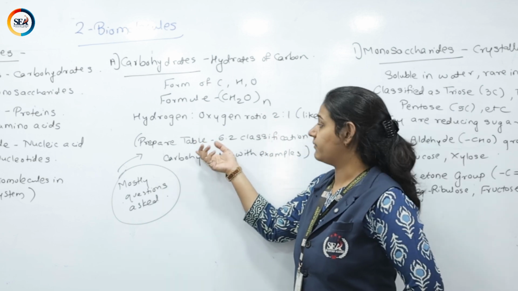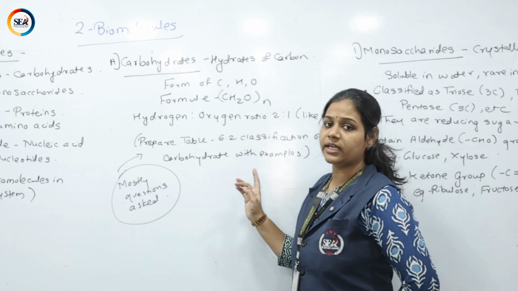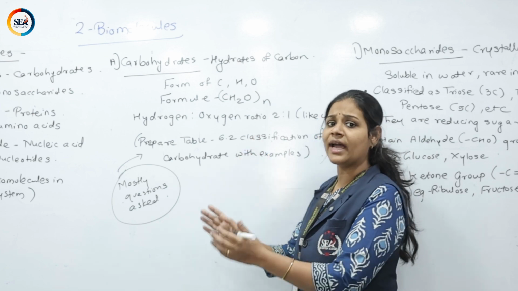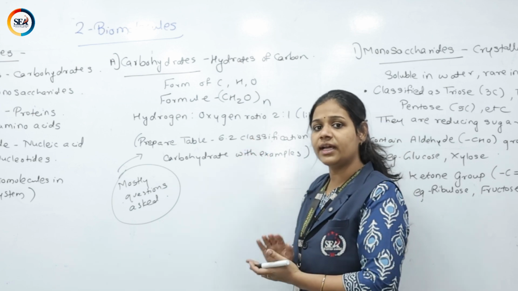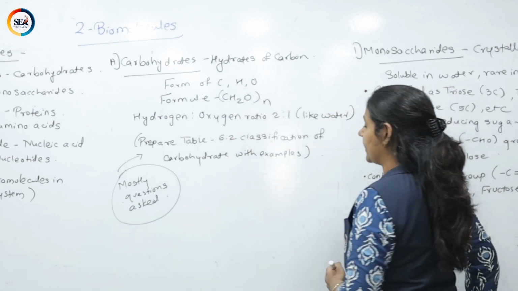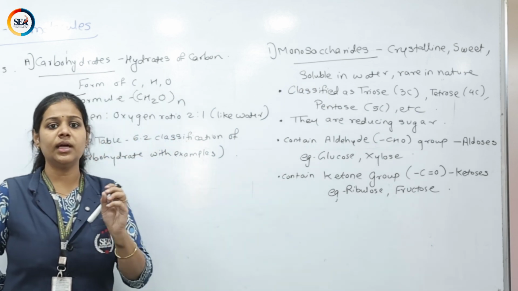Here the table which is given, 6.2, classification of carbohydrate with example. Mostly questions are asked from that table where they have given the classifications of monosaccharide, disaccharide, polysaccharide along with their example and their common names also. First we are going to study monosaccharides. What are monosaccharides? Monosaccharides means simple sugar, the monomers.